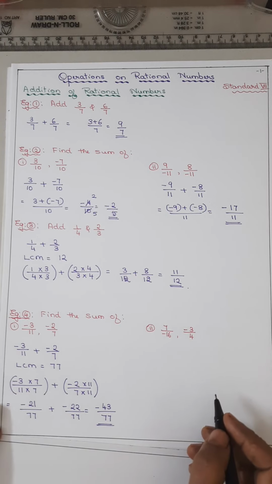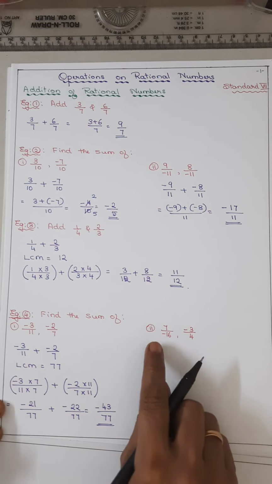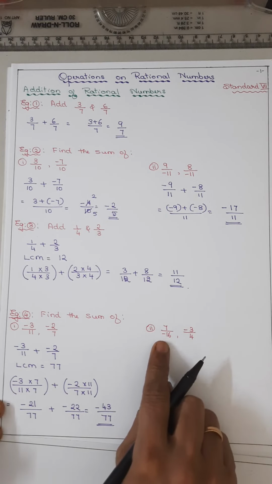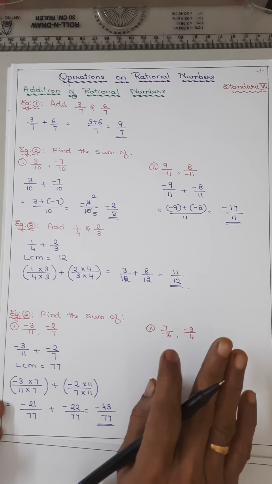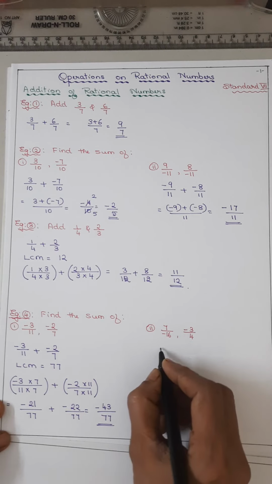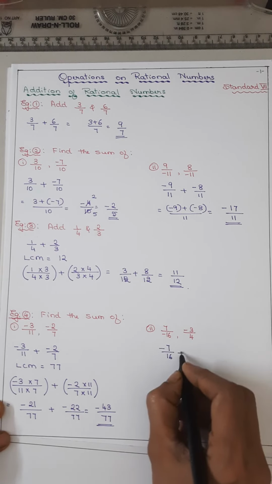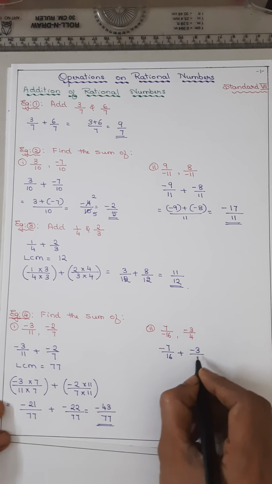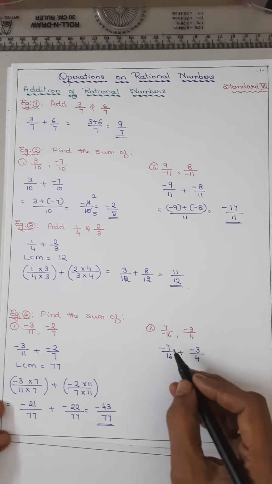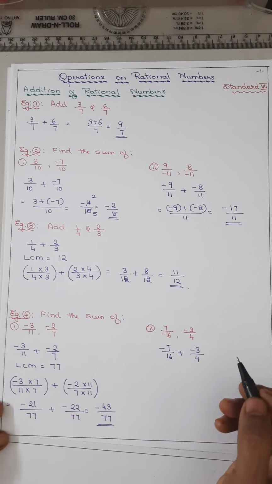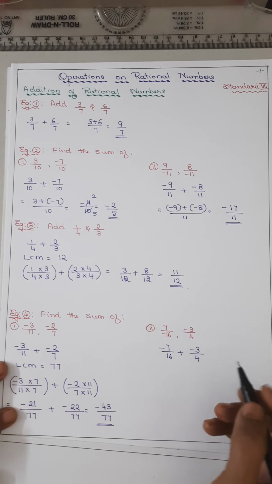Now coming to the second subdivision. Here the denominator is negative. So make it positive by multiplying by minus 1. So it becomes minus 7 by 16 plus minus 3 by 4. Directly we are writing the standard form. Okay, now LCM.